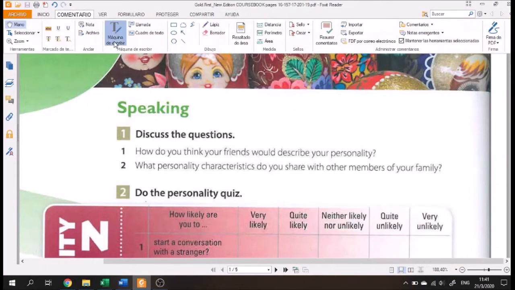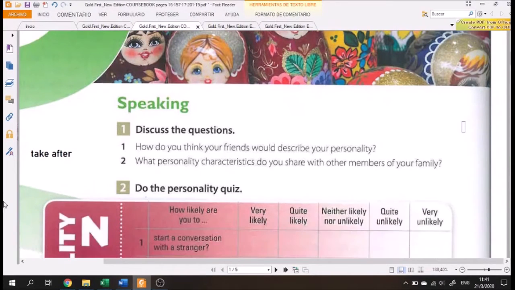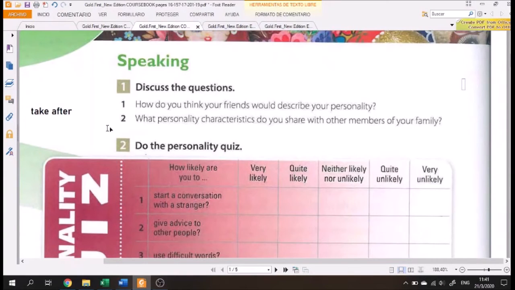Remember that phrasal verb? We learned it in unit one. Take after, when you have similar characteristics, not only physically, but also in terms of personality. Who do you take after in your family? This phrasal verb is in the mind map, if you want to know where I took it from.